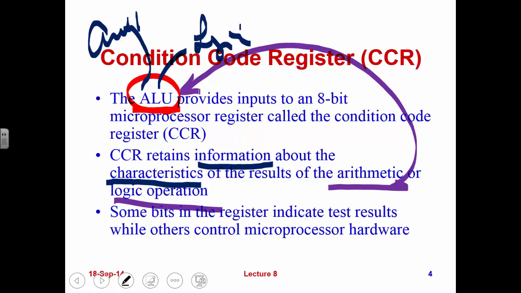However, some bits in the CCR indicate the test result of the previous operation, while a few other bits mainly control the microprocessor hardware. They control the hardware operation of the microprocessor. In other words, not all the bits of the condition code register indicate the test result of the operation.